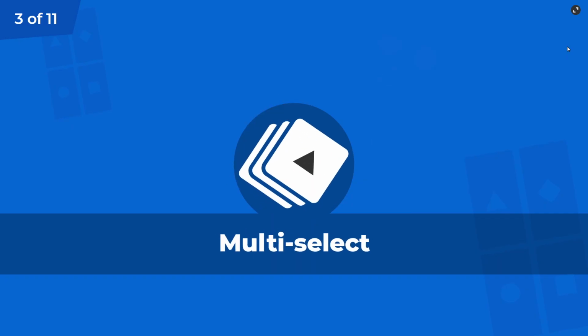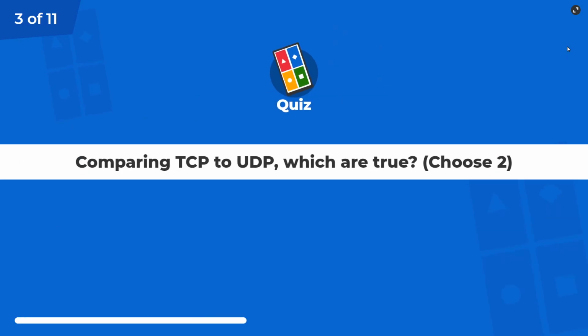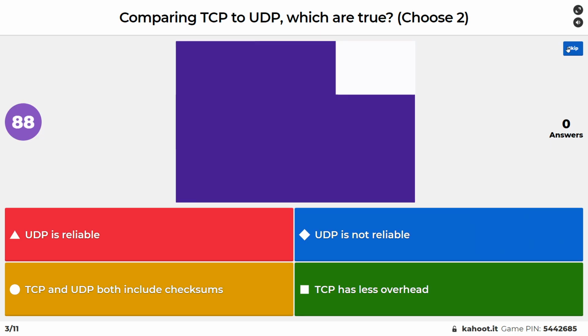Here is question number 3. It's multiple select. Comparing TCP to UDP, which of the following are true? I'm looking for 2 answers.